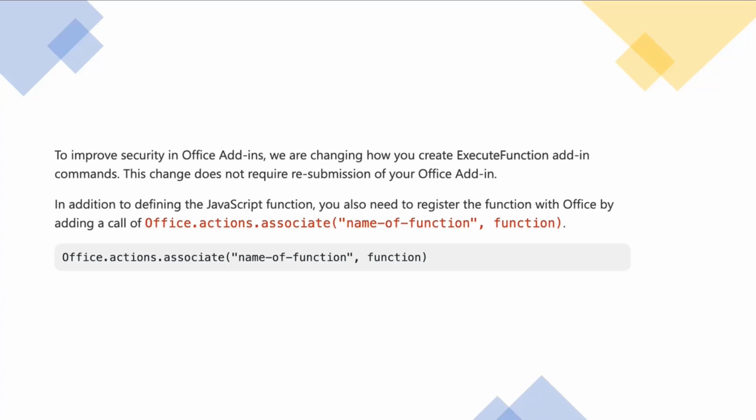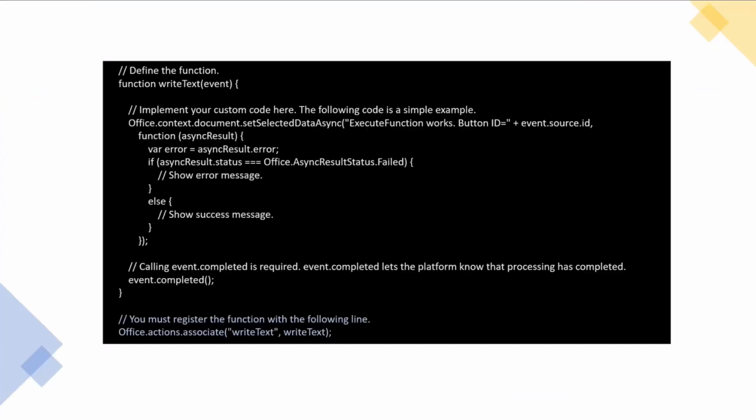your manifest for the first parameter. And then for the second parameter, just have a pointer to the handler function. As an example of this, I'll show you what this looks like in code. This is taken directly from our documentation. This is just an example of a handler function that's writing text to the document. And then all you have to do, I've highlighted it in blue at the very bottom, is after you define your function, just go ahead and register it with the associate API.